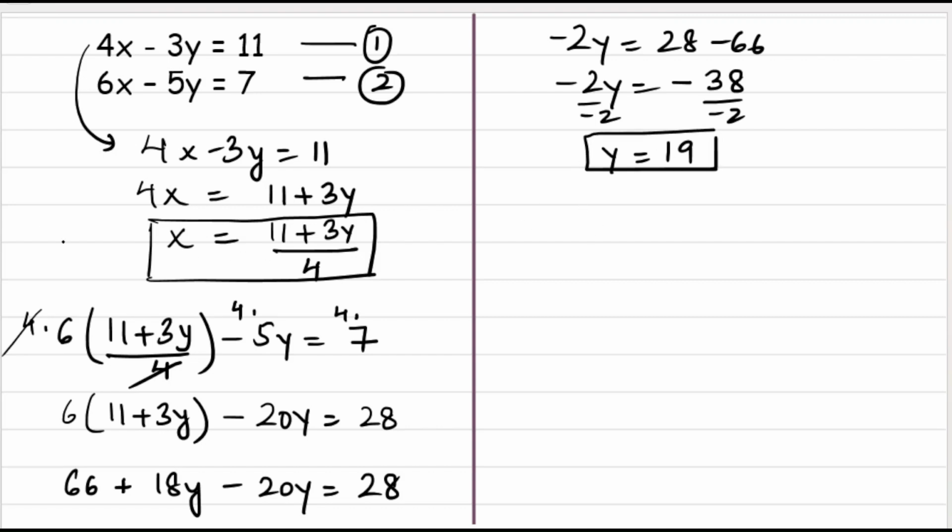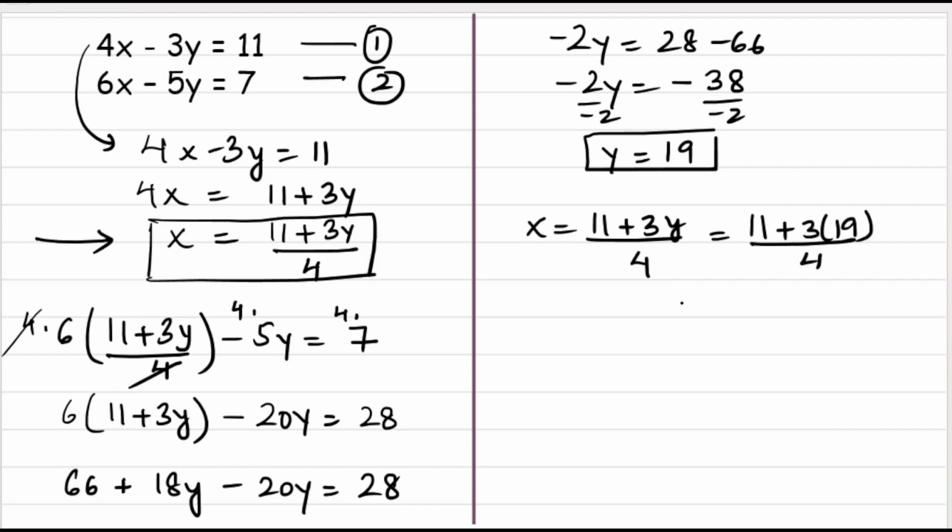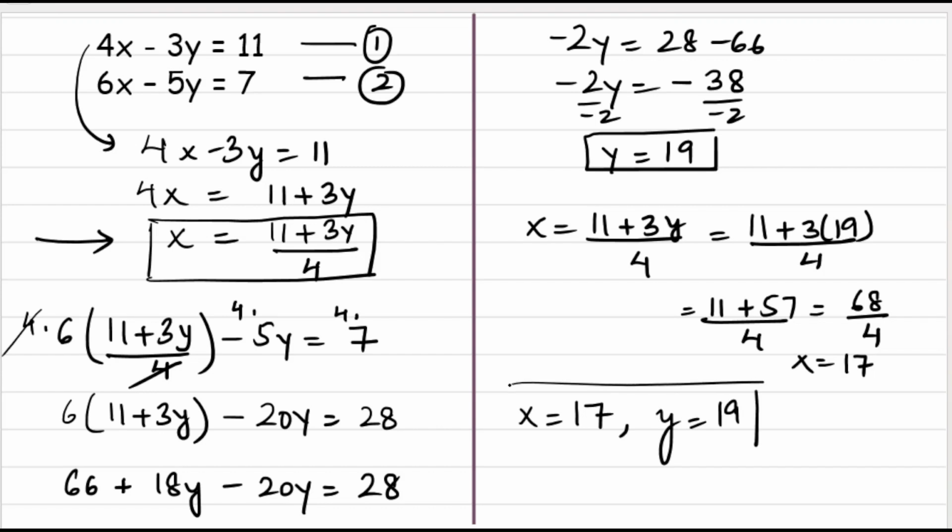Put this y equals 19 in this expression to get the value of x. So x is 11 plus 3y divided by 4, equals 11 plus 3 times 19 divided by 4. It equals 11 plus 19 times 3 is 57, divided by 4. 11 plus 57 is 68, and 68 divided by 4 is 17. That's x. So x is 17 and y is 19 is the solution for this system of equations.